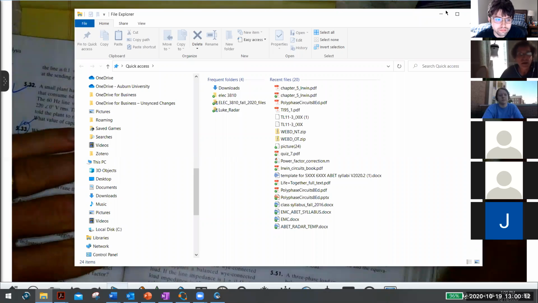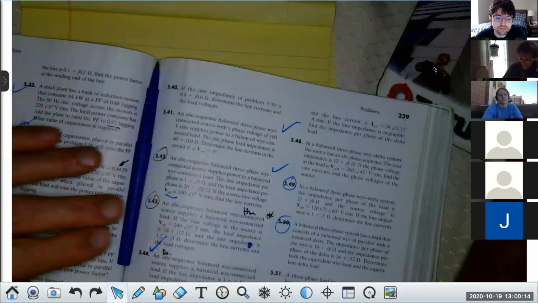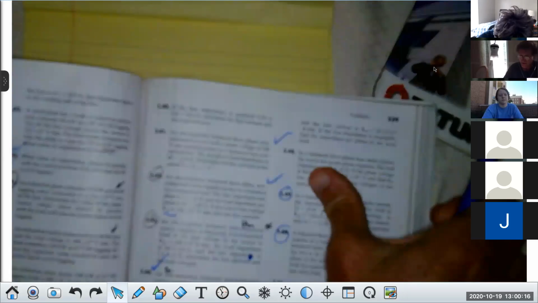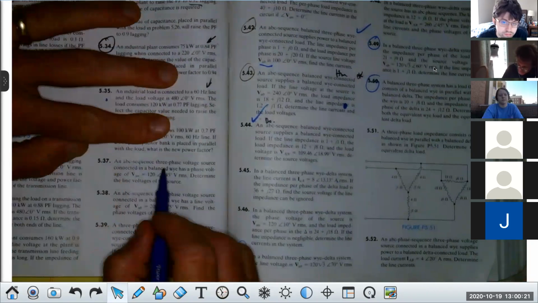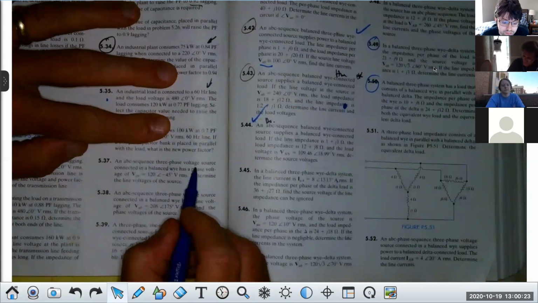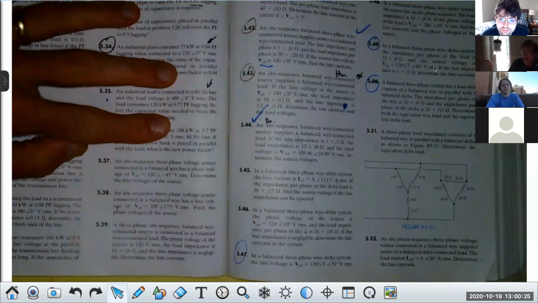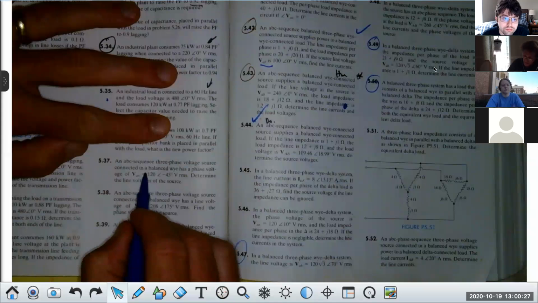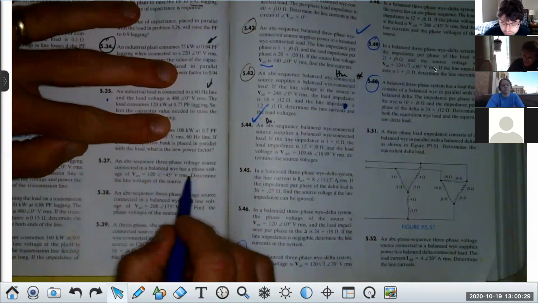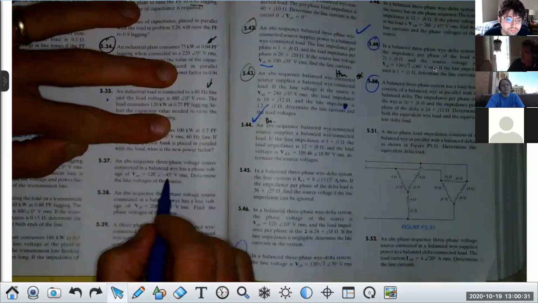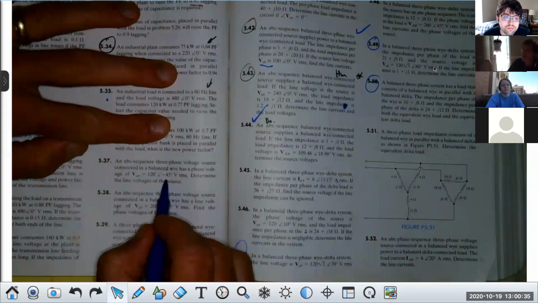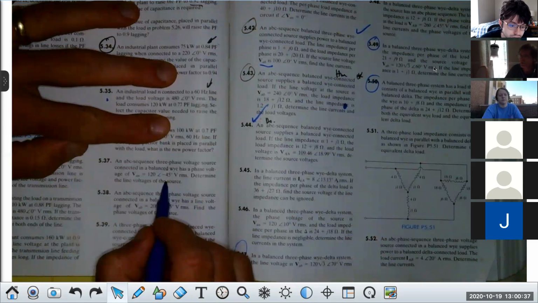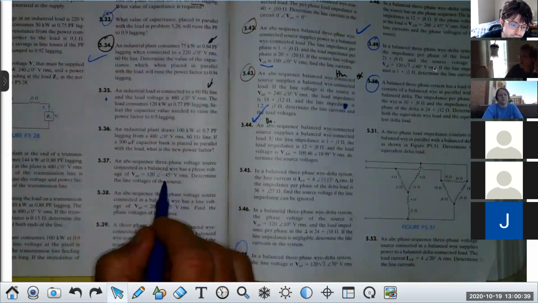In OneNote, 537 is this problem. It says an ABC sequence three-phase voltage source. That just means it's in a Y configuration, basically. It is a balanced Y and has a phase voltage of this. It doesn't say anything about the load. It just gives a magnitude of VAN as 120 at minus 45. Can everybody see this okay? Yeah, okay.